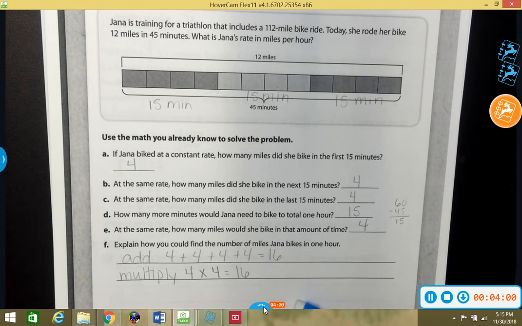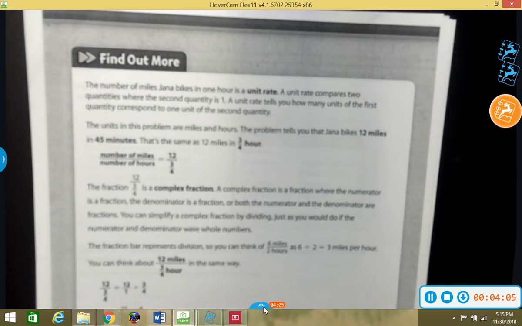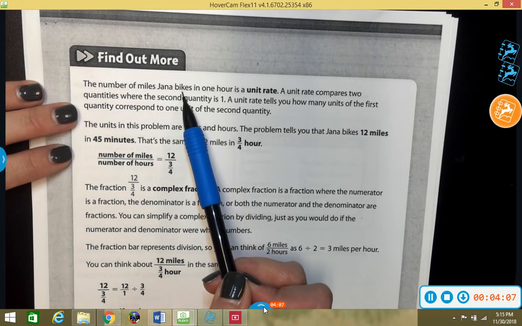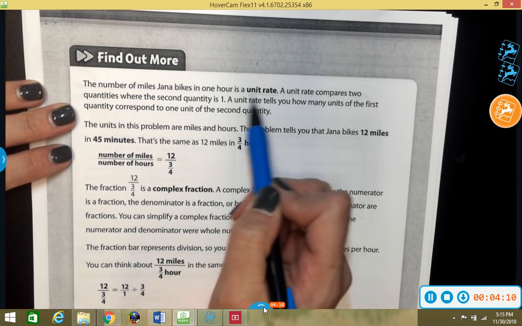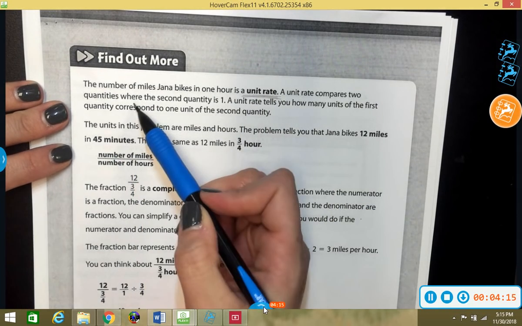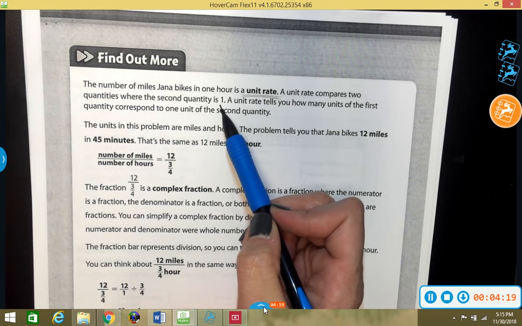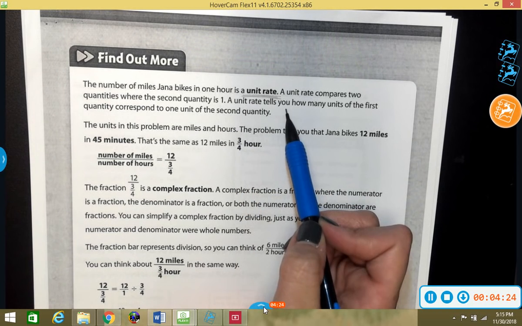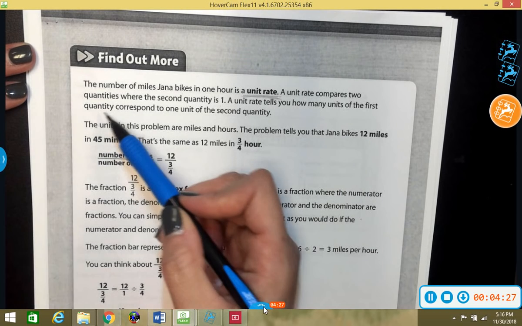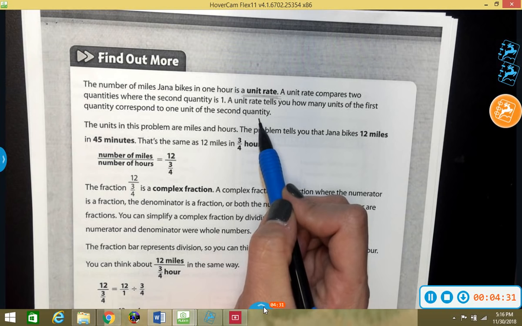Alright, go ahead and turn the page. The number of miles Jana bikes in 1 hour is a unit rate. This is a big deal, underline it. A unit rate compares 2 quantities where the second quantity is 1. So it's comparing 2 quantities, but the second quantity is a 1. A unit rate tells you how many units of the first quantity corresponds to 1 unit of the second quantity. Unit means 1, so this is where the 1 is coming in.